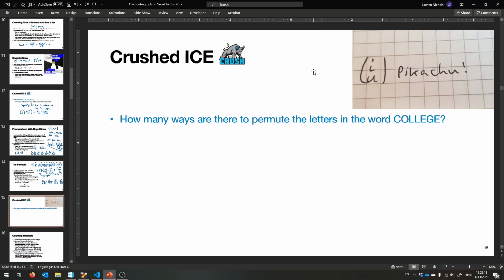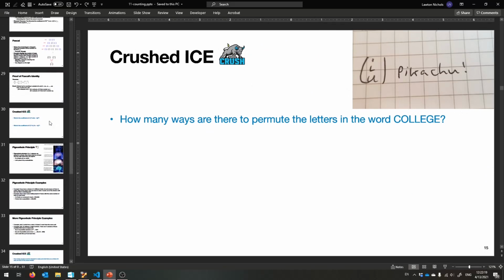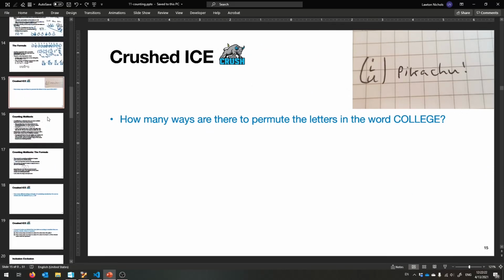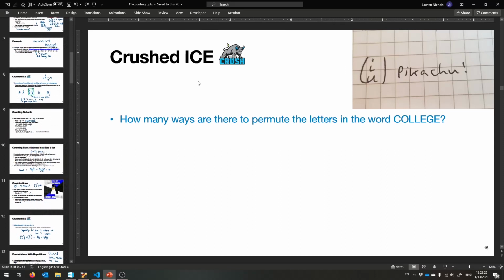Let us confirm that with this example. Give this a try, and I think this will be the last thing we have for today. We're running out of time, so we'll see. All right, so try permuting the letters in college.